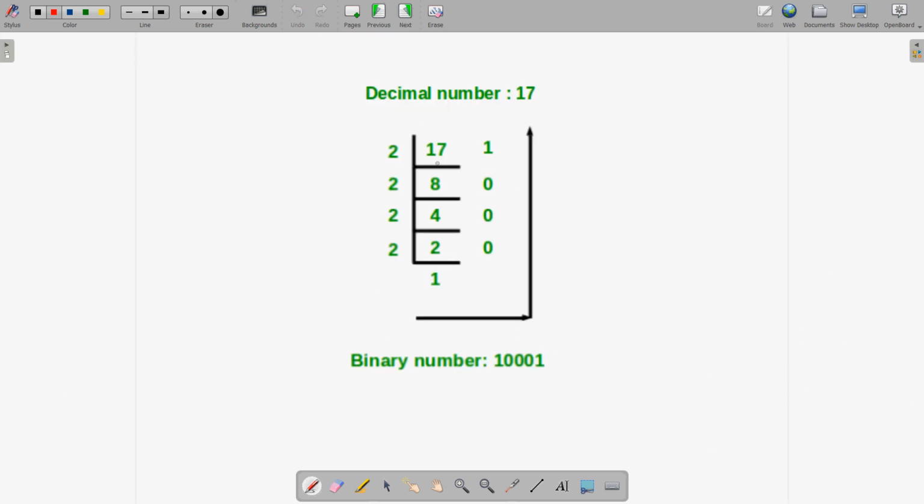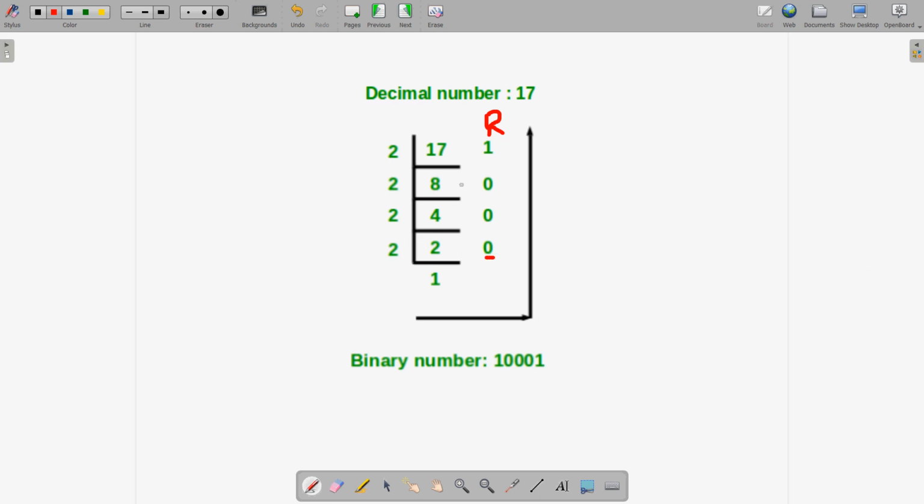Okay, so here we have seen that if there is any decimal number like 17, and you want to write this in the binary number system, what can we do? We can do the successive division, like 17 divided by 2, that is 2 8s are 16, and here we are writing the remainder at the right side. So 2 8s are 16 and remainder 1. The quotient we are writing at the bottom. Then 2 4s are 8, remainder is 0. Then 2 2s are 4 and the remainder is 0. 2 1s are 2, remainder is 0.